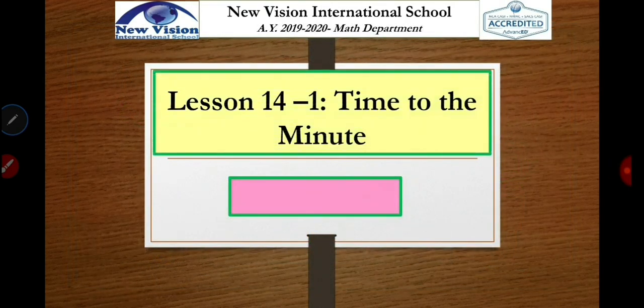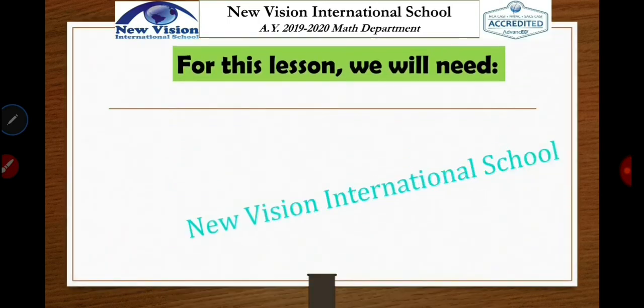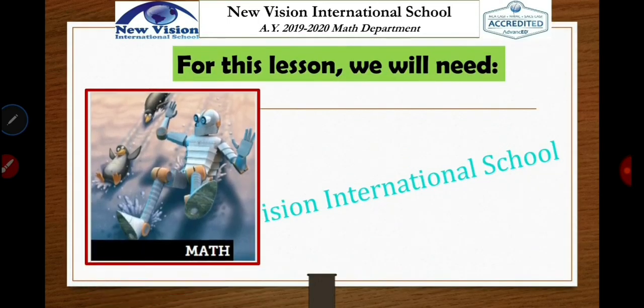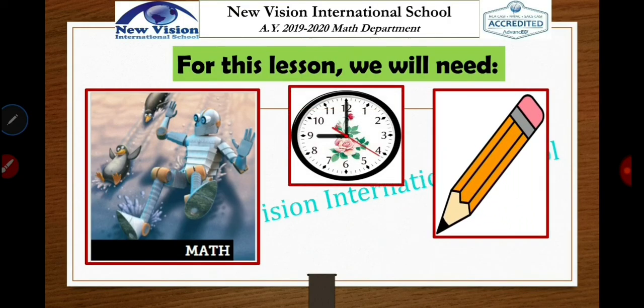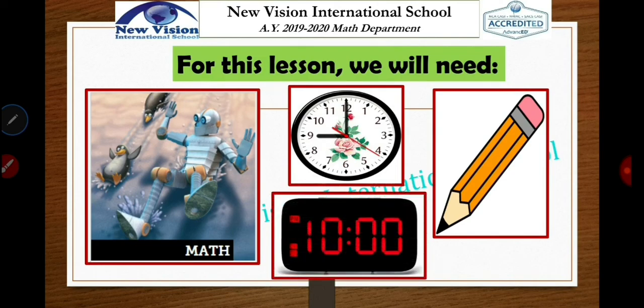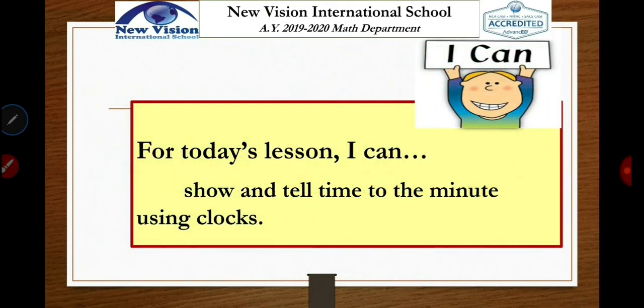Okay, so for today we are going to have another lesson that is on topic 14. Lesson 1, time to the minute on pages 739 to 742. For this lesson we will need your math book, your pencil, an analog clock, and a digital clock. For today's lesson objective, you say, I can show and tell time to the minute using clocks.